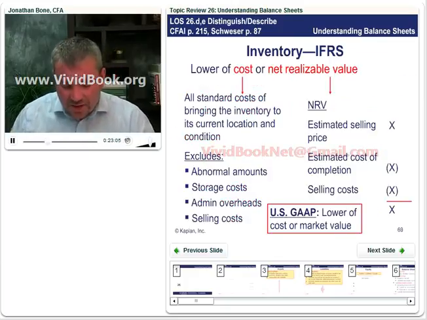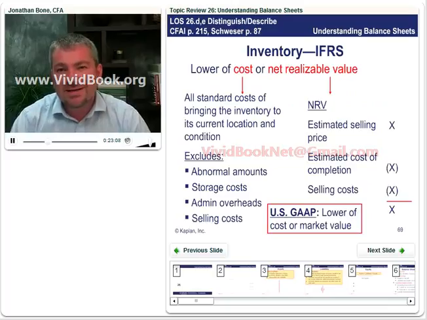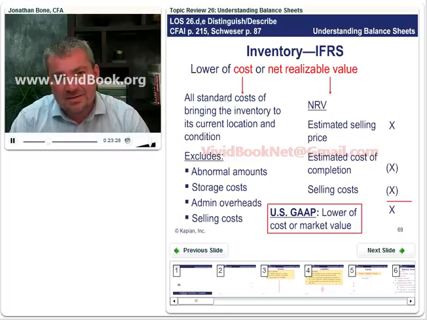Now, inventory as well, we should mention, is held at the lower of cost and net realizable value. Well, it is under IFRS. Under US GAAP, notice it's the lower of cost and market value. Now, cost, as we mentioned earlier, is the standard cost of producing your goods and services. Notice it's all of the costs of bringing your inventory to its current location and finished condition. Any costs incurred after the inventory is finished are irrelevant. So it's going to exclude any abnormal production costs, such as material wastage, any storage costs for your finished goods, any admin overheads, and any selling costs.